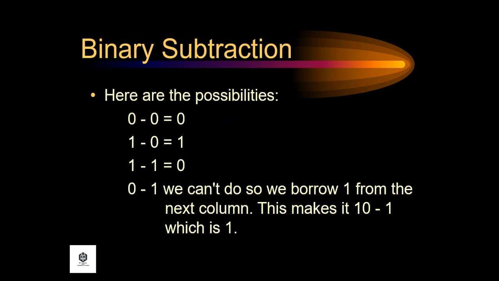Here are the possibilities. 0 minus 0 is equal to 0. 1 minus 0 is equal to 1. 1 minus 1 is equal to 0. 0 minus 1 we can't do, so we borrow 1 from the next column. This makes it 10 minus 1, which is 1.